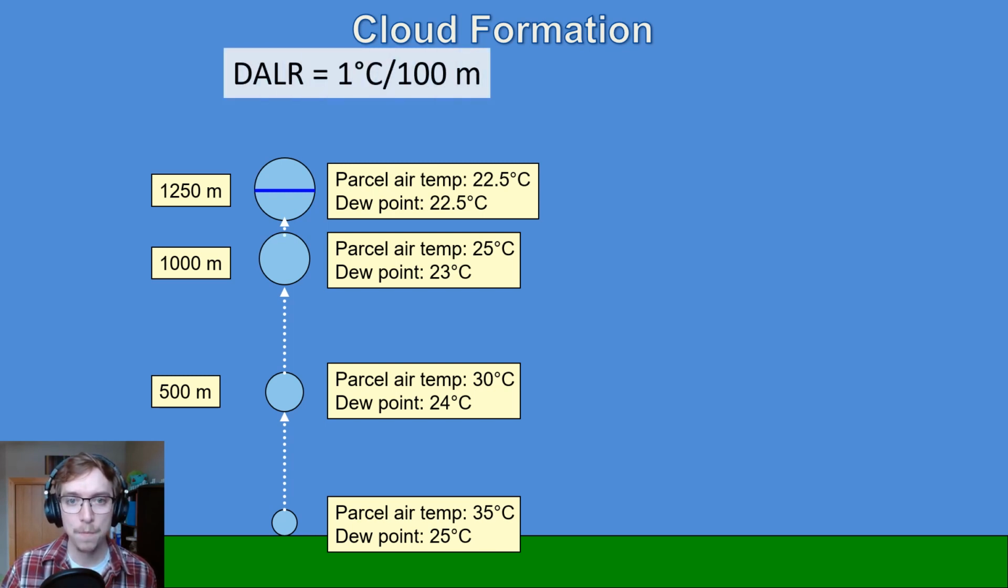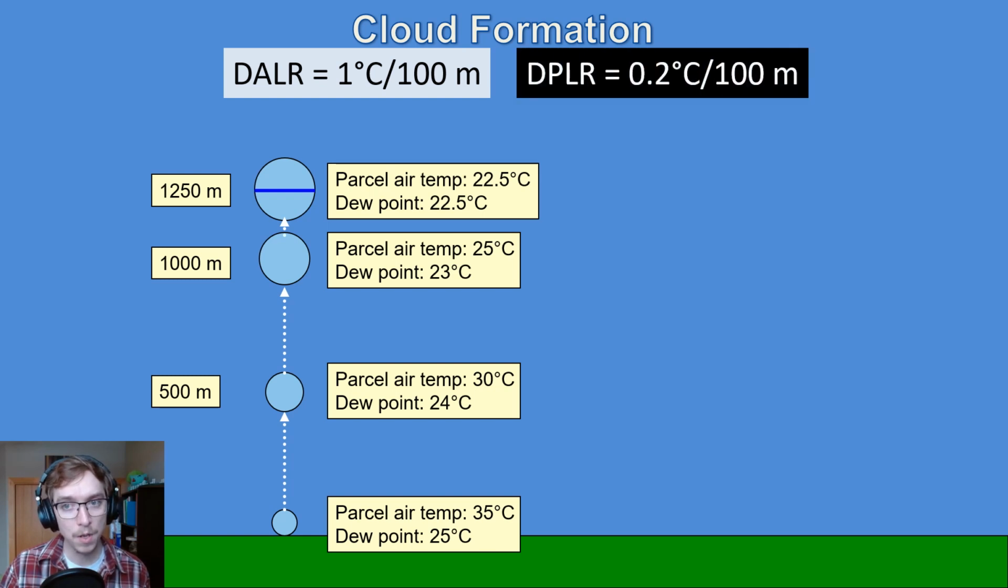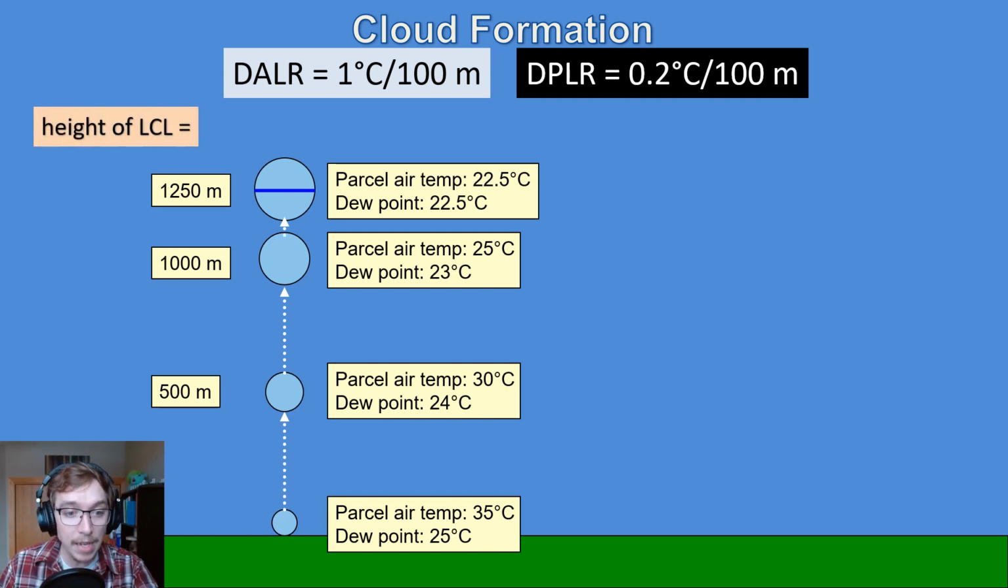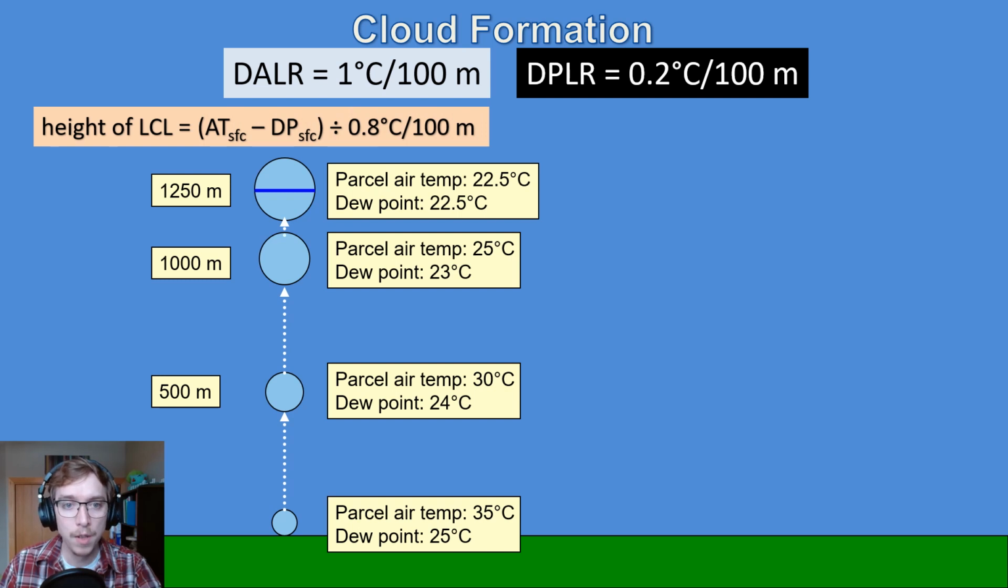So if we take our dry adiabatic lapse rate, 1 degree Celsius for every 100 meters, and our dew point lapse rate, 0.2 degrees Celsius for every 100 meters, we can come up with this nifty little equation that says that the height of the lifting condensation level is equal to the air temperature at the surface minus the dew point at the surface. So here, air temperature at the surface, we could sketch this out. Apologize, I'm writing this with a mouse.